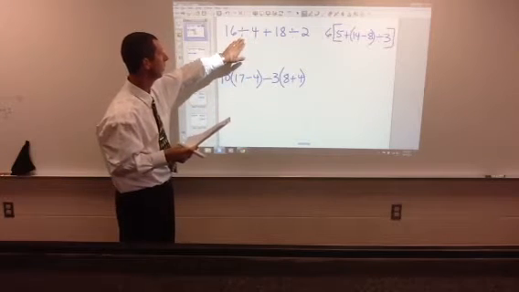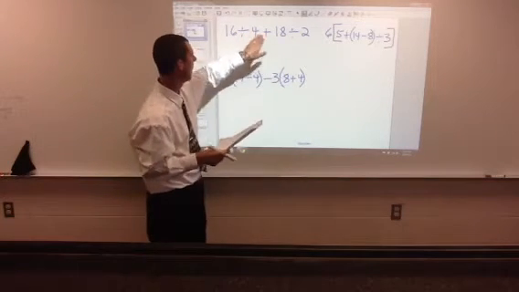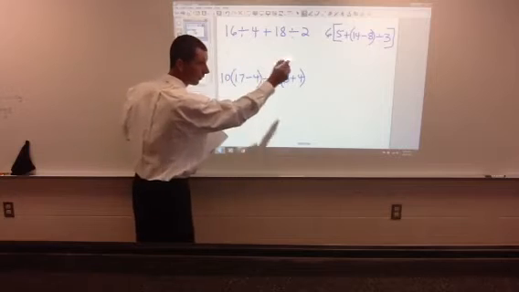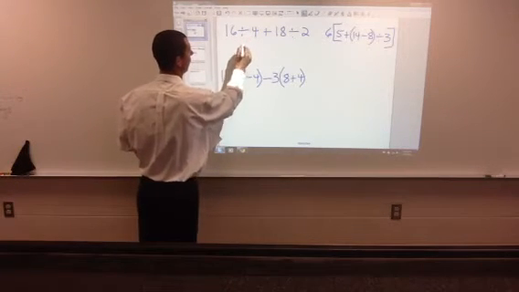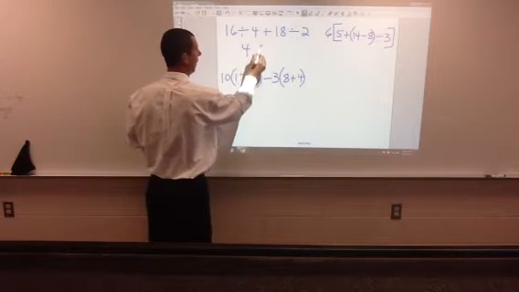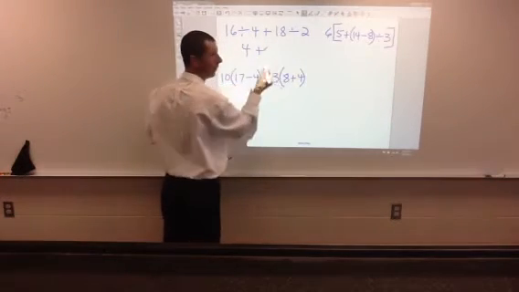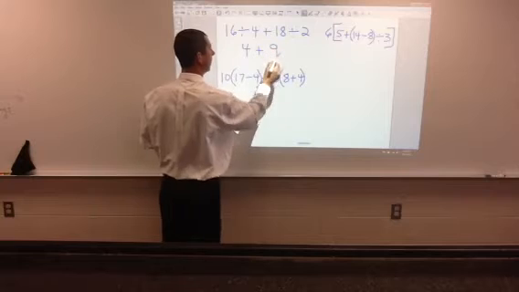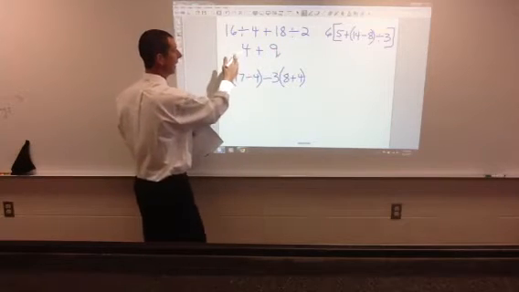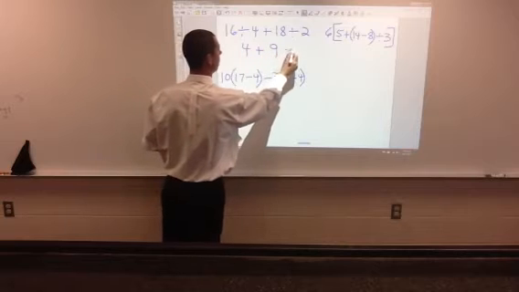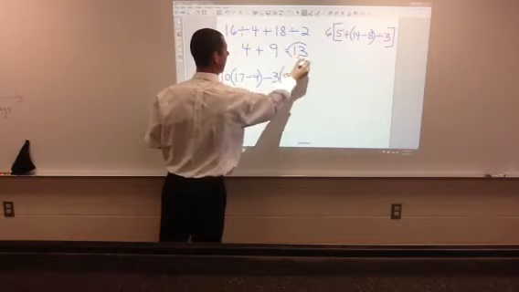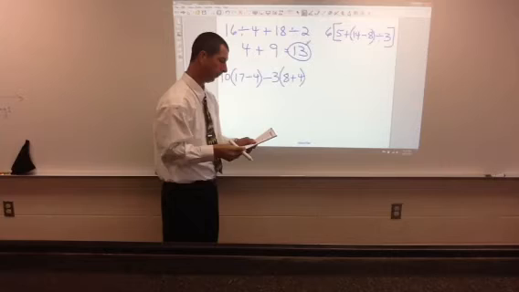On this problem, we have to divide before we add. Okay, so I work from left to right, just like we read words out of a book. 16 divided by 4 is 4, and 18 divided by 2 is 9. Now we go back to the beginning and we can do our addition. 4 plus 9 equals 13, and that's our answer on that problem.